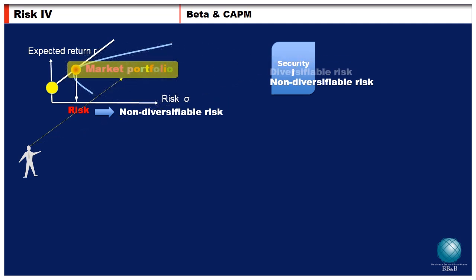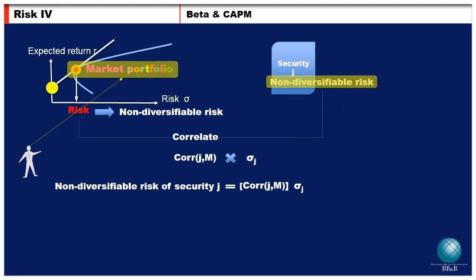When investing in the market portfolio, diversifiable risk equals 0. A security's non-diversifiable risk is the part of its standard deviation that correlates with the market portfolio. So, the non-diversifiable risk of particular security J is its correlation with the market times its standard deviation. The equation looks like this.